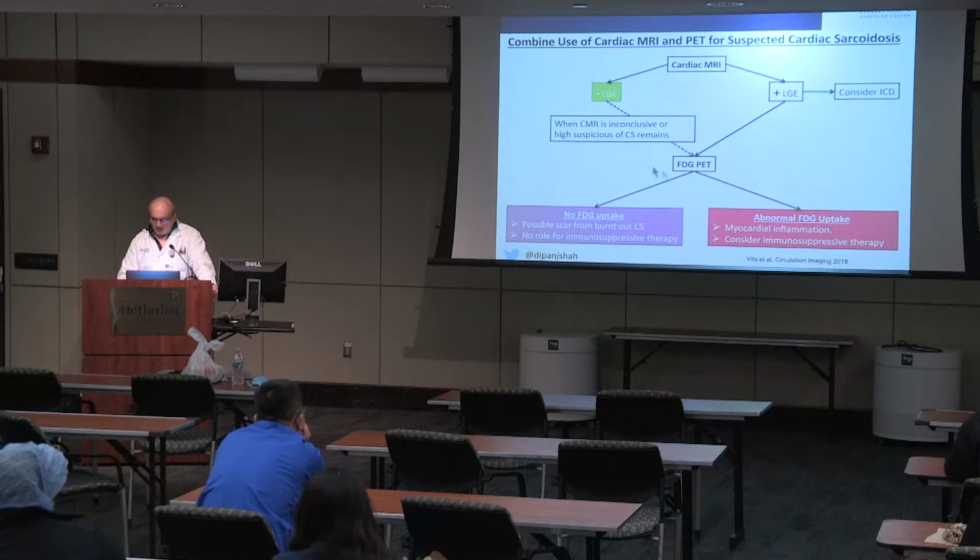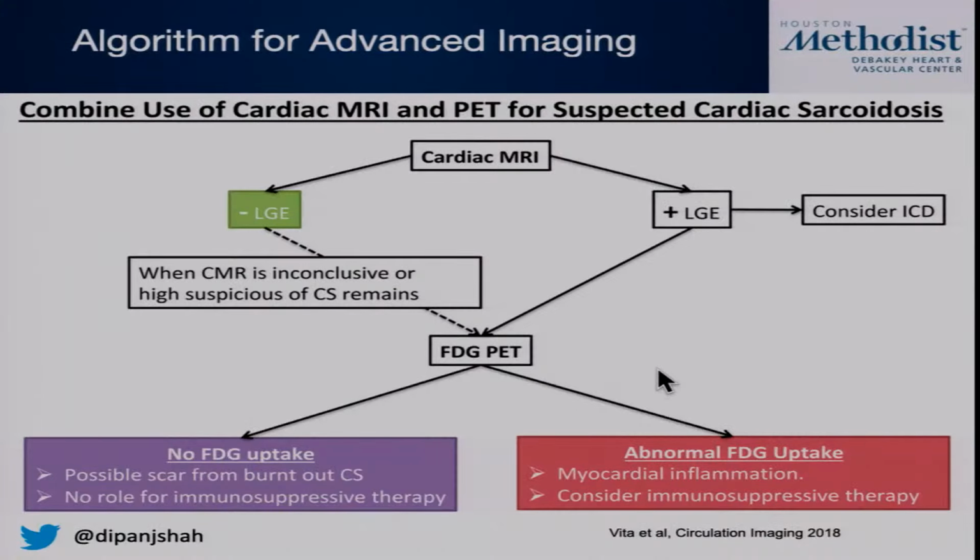And so this was a proposed algorithm from the Brigham group, which is to say if you have patients with known or suspected cardiac sarcoid, and if your MRI is positive, showing again not just any nonspecific pattern but a more characteristic pattern, consider ICD placement. On the flip side, if you have no evidence of LGE, or the CMR is inconclusive, maybe in that case there's a role for PET. I think that's something that could be discussed and debated.